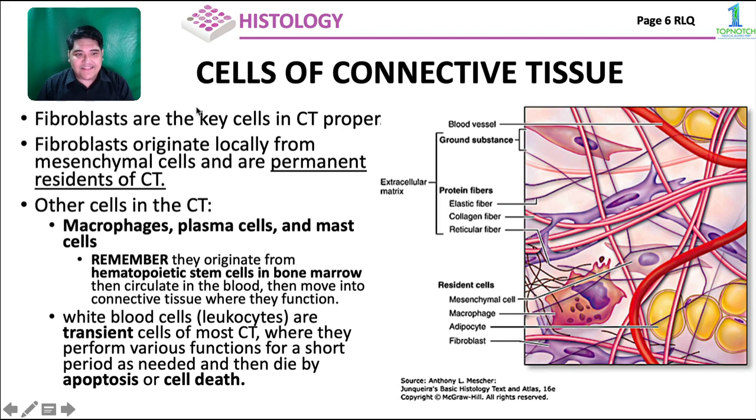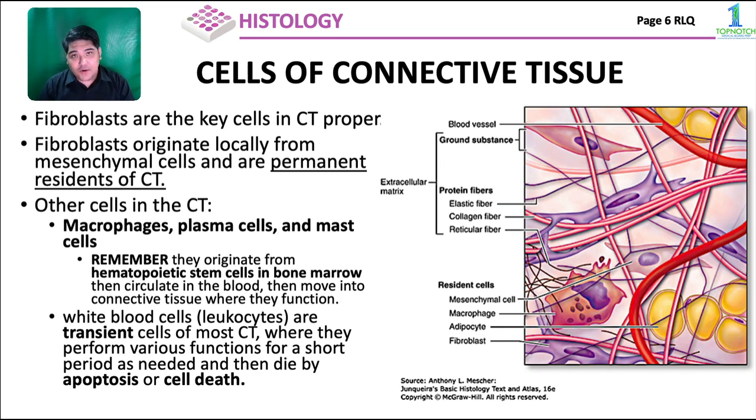These are the key cells in your connective tissue. Your fibroblasts originate locally from your mesenchymal cells and are permanent residents of the connective tissue. Now, there are other cells in the connective tissue: macrophage, plasma cell, mast cell. Those three come from the bone marrow. You will realize that they are just migrating cells.